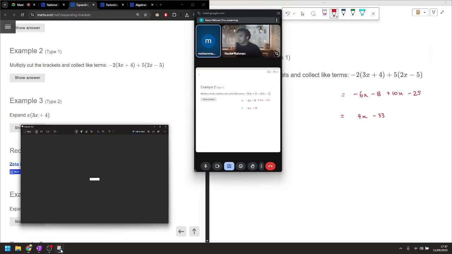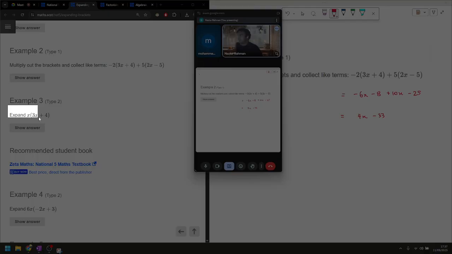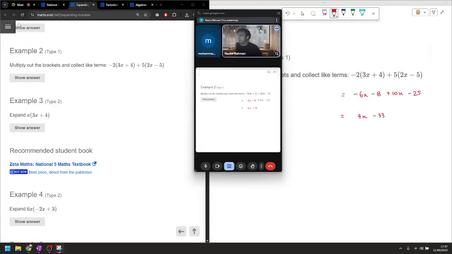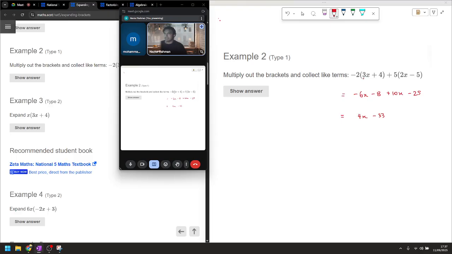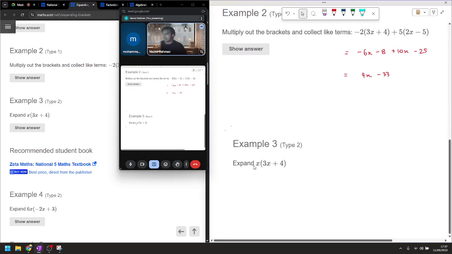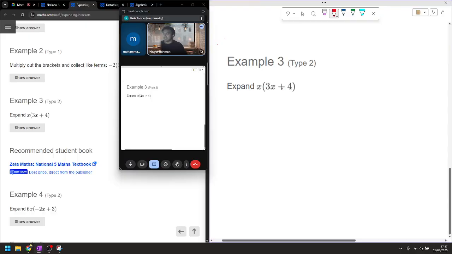All right. So let's look at another type of question. This is where, rather than having a number on the outside, you have algebra, an algebraic term, on the outside. So remember this. Expand x times 3x plus 4. So we do x times 3x and we do x times 4. So this becomes 3x times x, and then plus 4 times x. So x times x is x squared, so it becomes 3x squared plus 4x. There you go. Same thing, it's nothing different.